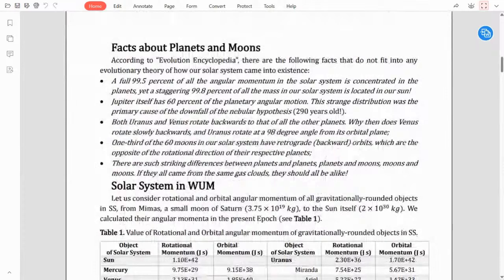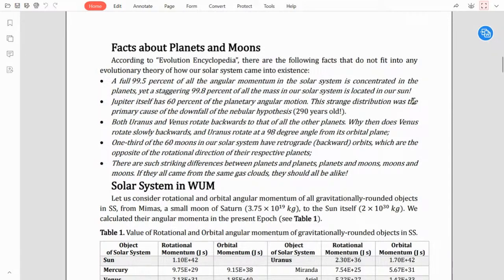Facts about planets and moons. According to Evolution Encyclopedia, there are the following facts that do not fit into any evolutionary theory of how our solar system came into existence. A full 99.5% of all angular momentum in the solar system is concentrated in the planets, yet a staggering 99.8% of all mass in our solar system is located in our Sun.